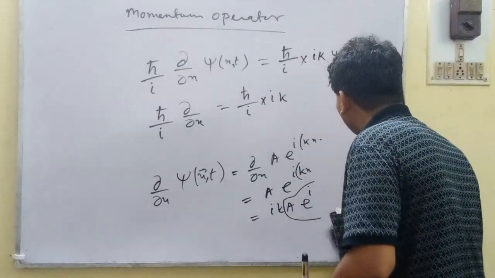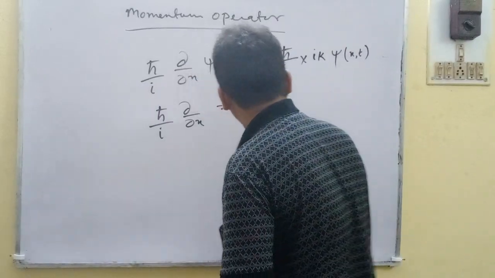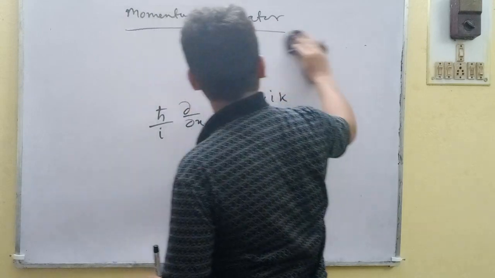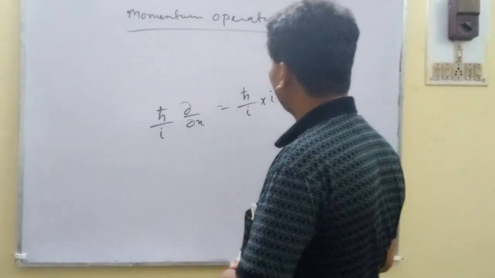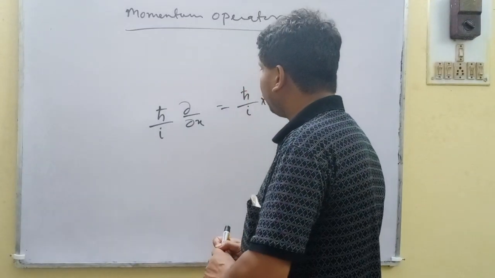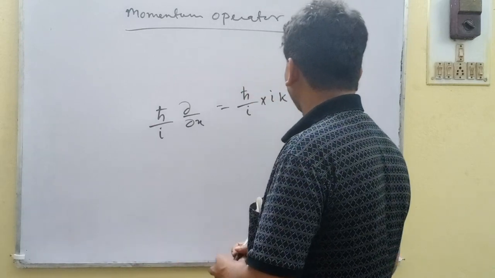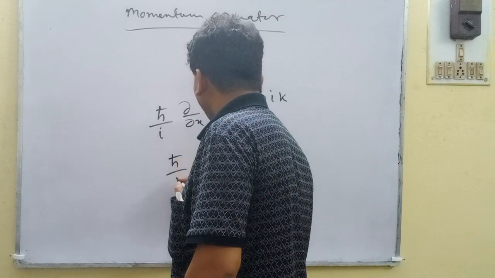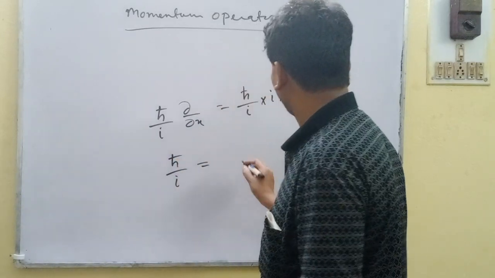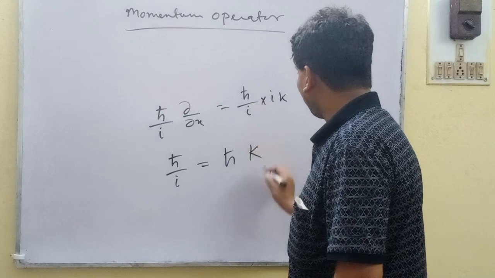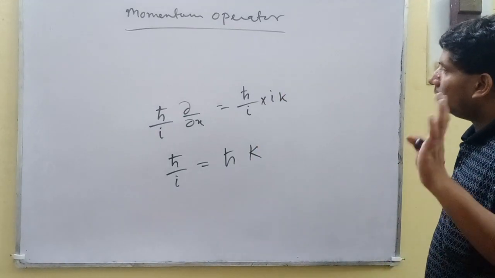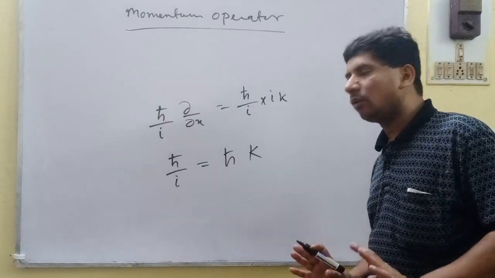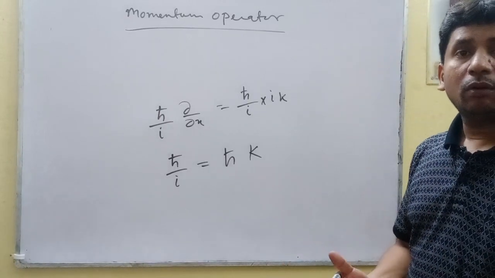Now i cancels out, i cancels out. Okay, then h cut by i equals h cut k. Now what was the k? It is a constant. Okay, no problem. But what is the value of k?